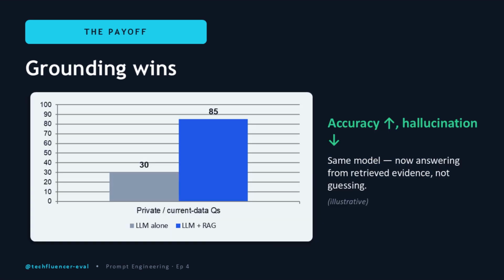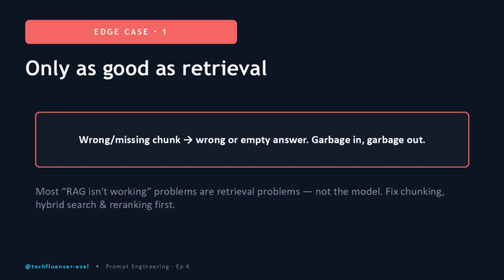And the payoff is real. On questions about private or current data, a bare LLM might be right only a fraction of the time, and hallucinate the rest. Add RAG and accuracy jumps dramatically, while hallucinations fall, because the model is now answering from retrieved evidence rather than guessing. Same model, grounded context.